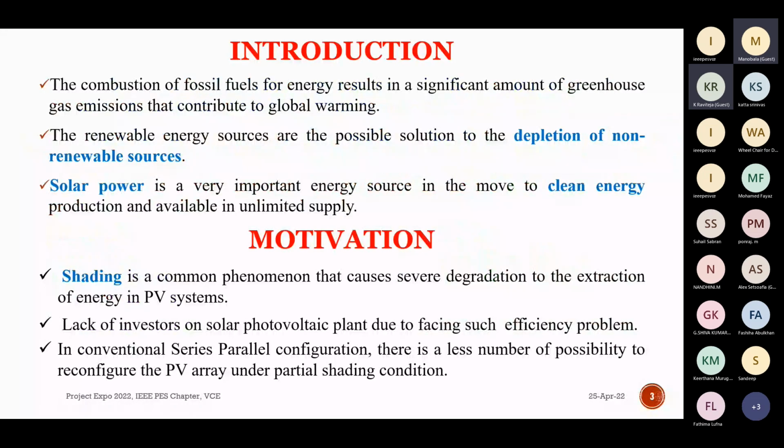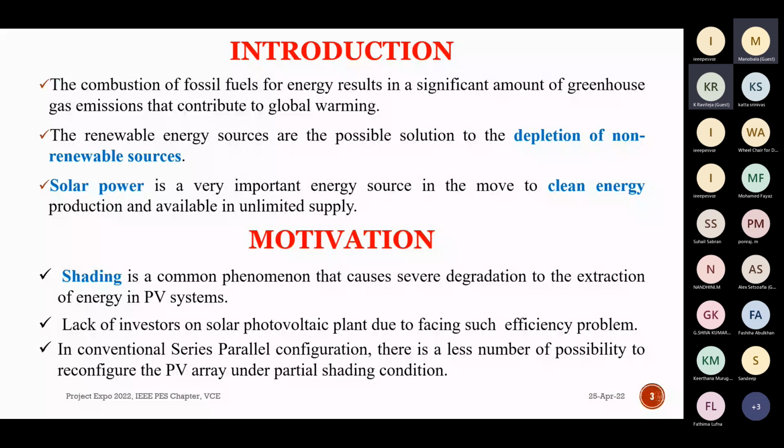As we all know, society is highly dependent on non-renewable resources like coal, natural gas, oil, and nuclear energy. 80% of the total energy used globally comes from fossil fuels, which causes global warming. The best alternatives are renewable resources like solar energy because they are clean and in unlimited supply. But there are several energy losses occurring in a solar power plant. Shading is a major factor that causes power loss. This is the reason why investors hesitate to invest in solar power.